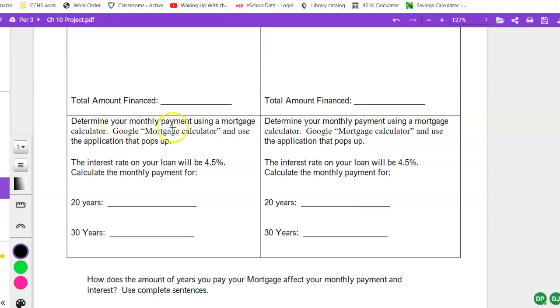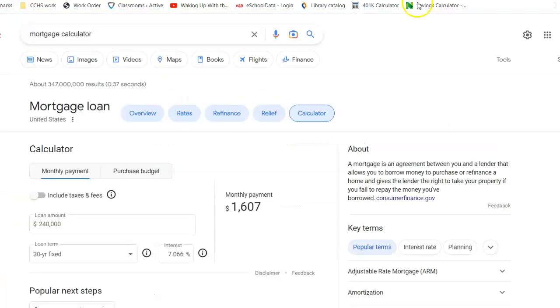All right. Now we determine our monthly payment using a mortgage calculator. You can Google mortgage calculator. This is probably the easiest one, but there are a bunch that you can use online. Okay. Interest rate is going to be 4.5%, and we're calculating the monthly payment for 20 years and for 30 years. So let's just say when I add my closing costs to my mortgage, my new total amount financed is going to be $135,000. That's what I'm going to use in the mortgage calculator.